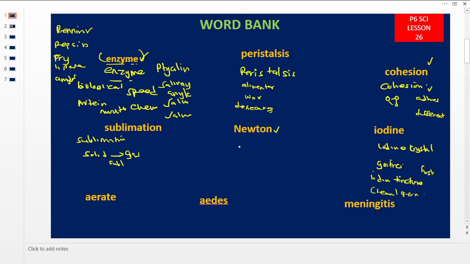Okay, now we have this word Newton. Do you remember the quantity which is measured using Newtons? Do you remember that one? Good. Yes, it is weight. So weight is measured in newtons, and we defined weight as the gravitational force acting upon an object.